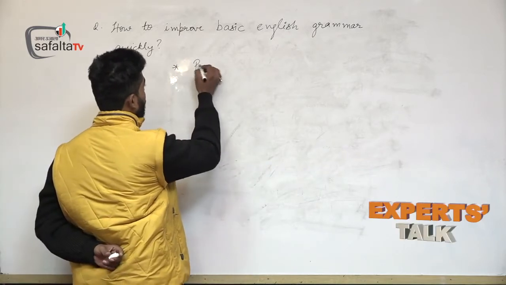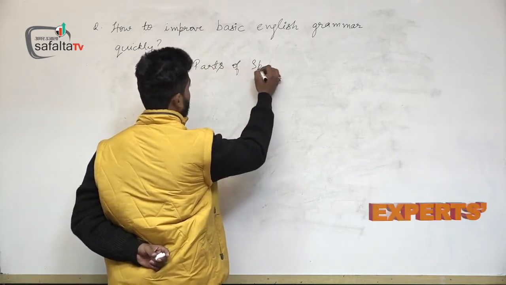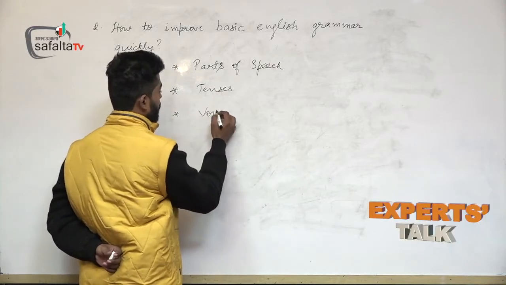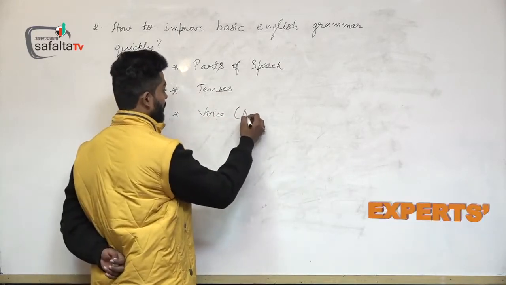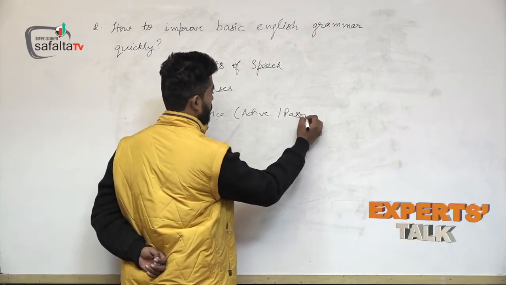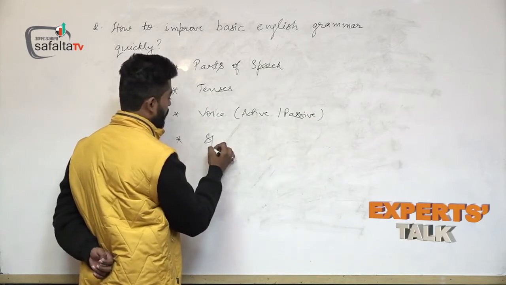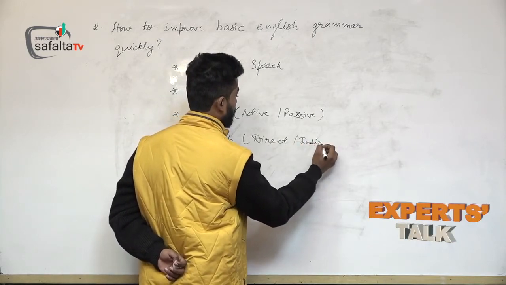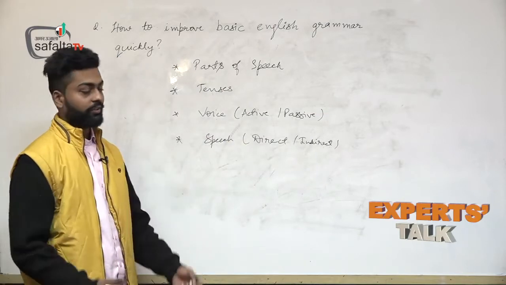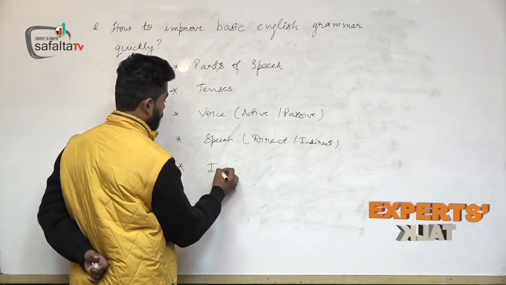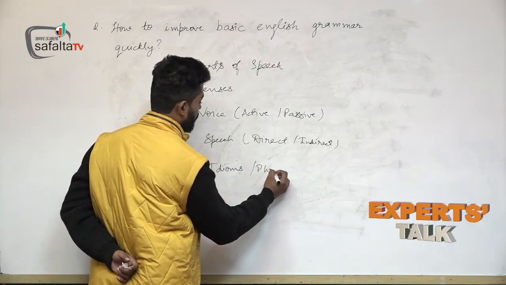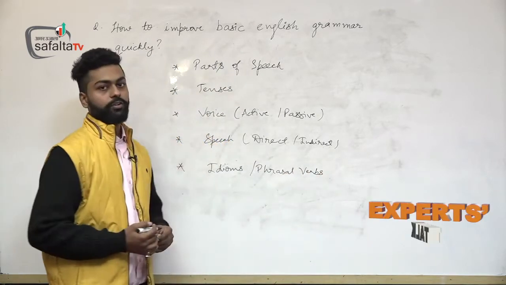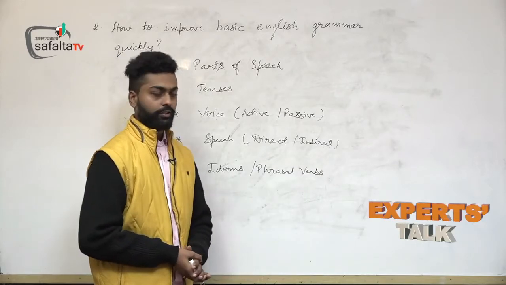Some basic elements of English grammar are parts of speech, then the correct knowledge of tenses, then correct knowledge of voice, that is active or passive, and speech, direct or indirect. And when you are going for a descriptive exam, you should also know some idioms, phrases or phrasal verbs, etc. So these are some key elements which will help you in improving your English grammar.